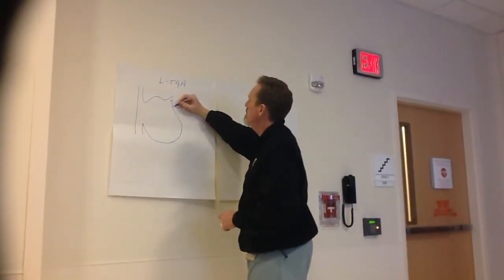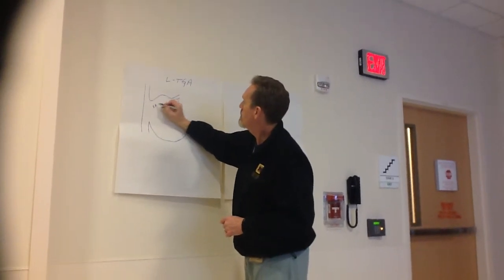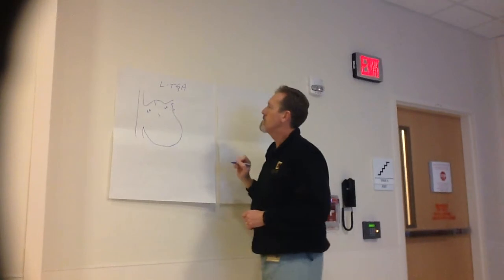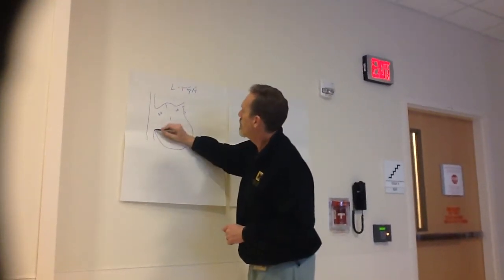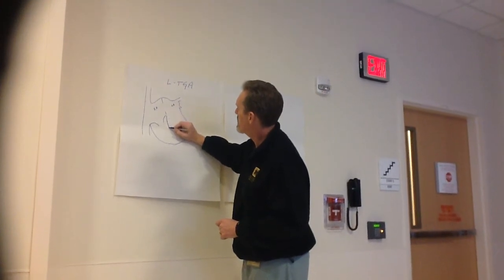Is that your right atrium and your left atrium are located in their normal places in the body. The right atrium to the right, left atrium to the left. The right atrium is connected to a left ventricle.